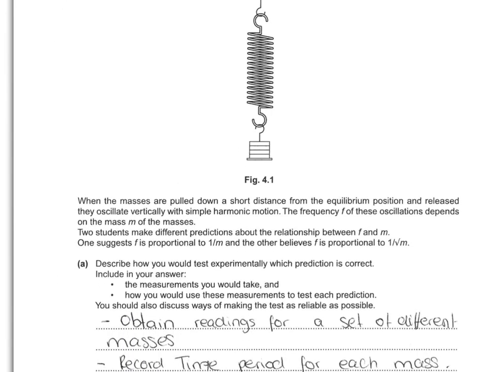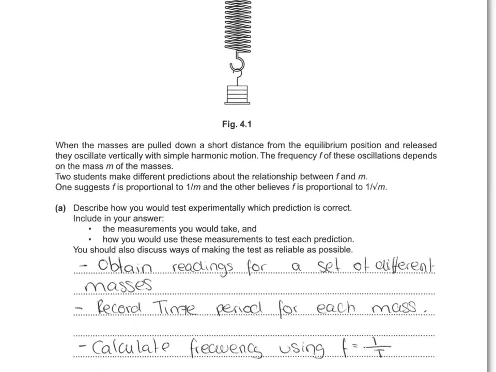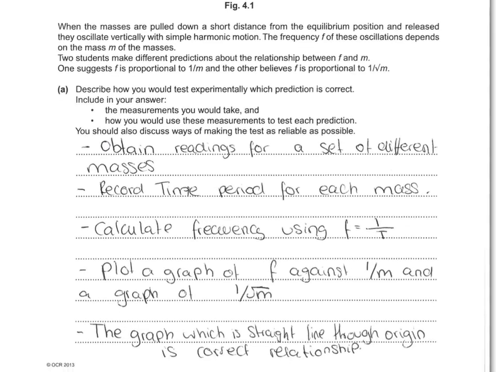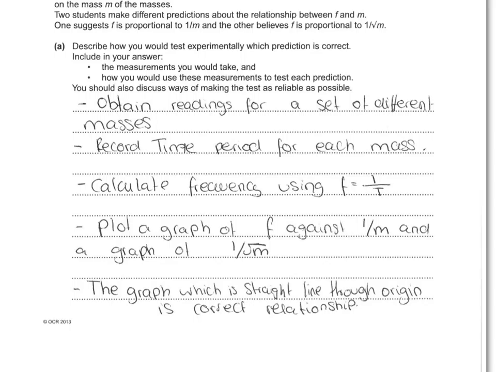This shows masses on a spring and how it will be released to oscillate vertically with simple harmonic motion. Two students make different predictions about the relationship between F and M. One student suggests F is proportional to 1 over M, while the other believes F is proportional to 1 over the square root of M. So how would you go about doing this question?